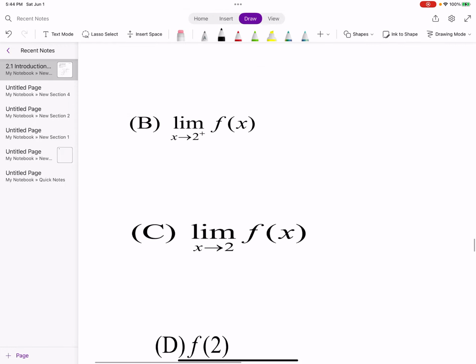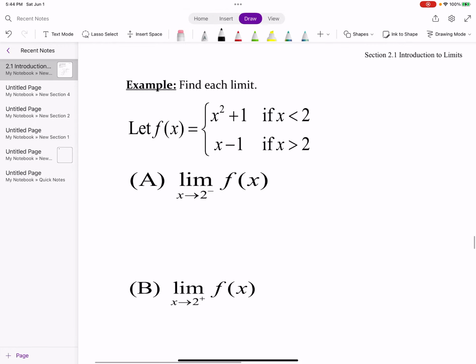So in the next video, we'll discuss the limit of piecewise defined functions.